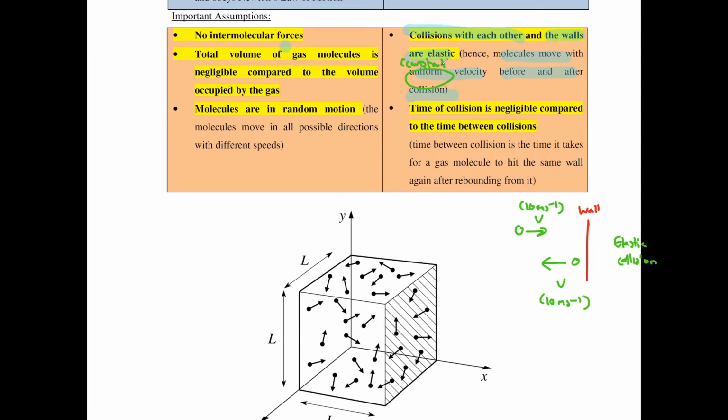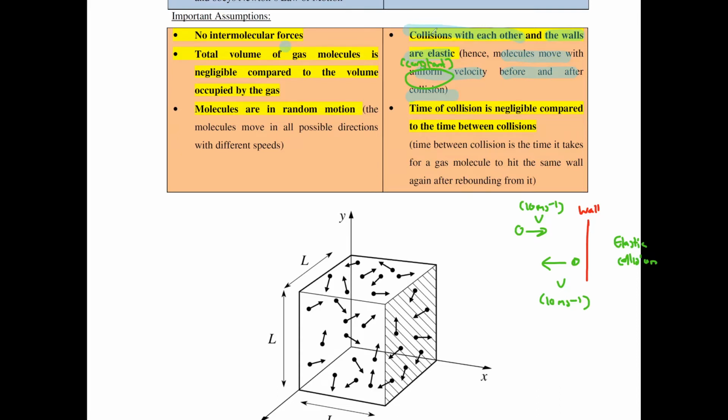Okay, this is actually something that you will learn in dynamics in AS. When you have an elastic collision with something, the speed on collision is the same as the speed on rebound. So it's something similar again here.